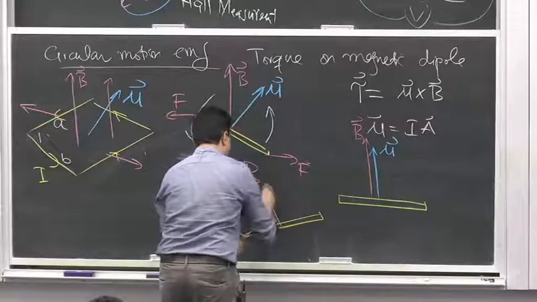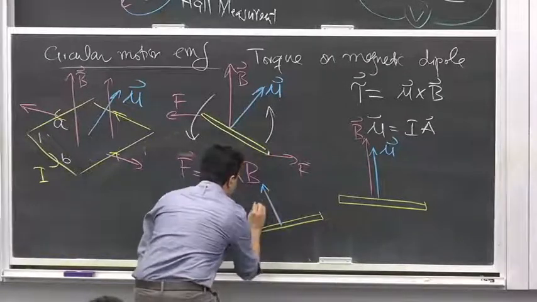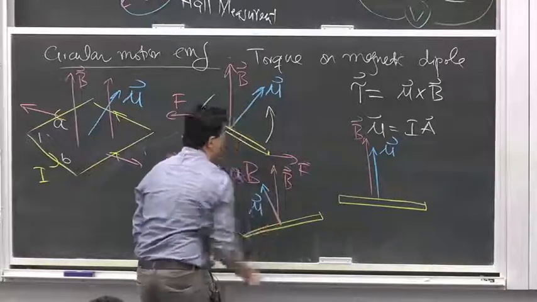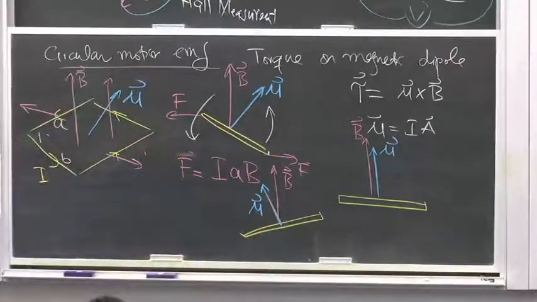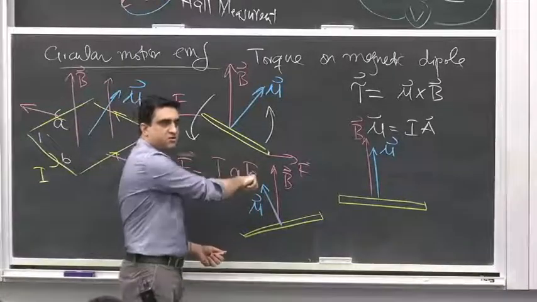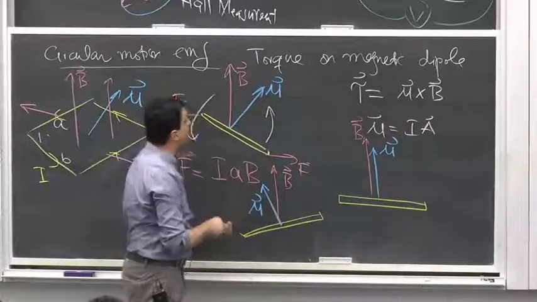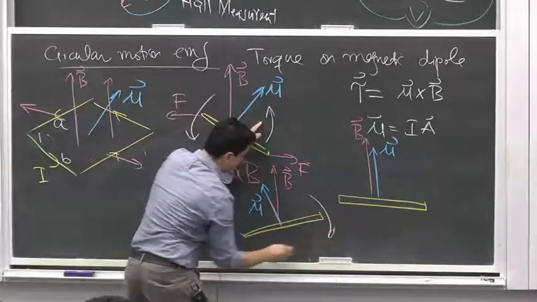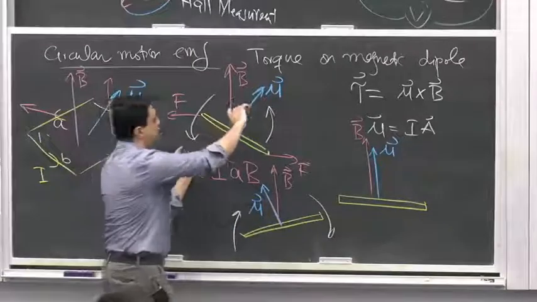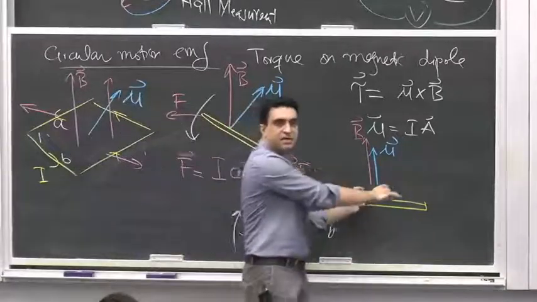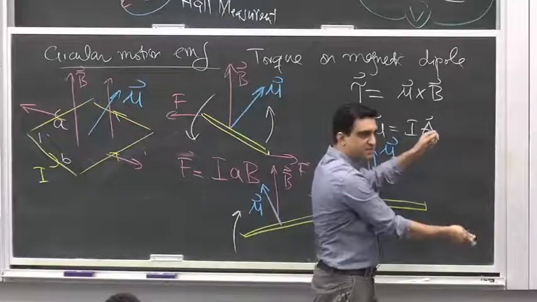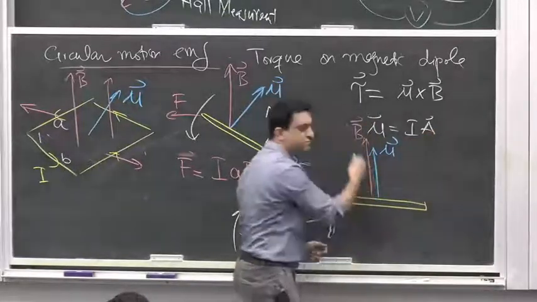B is still in that direction. What would be the torque now? We have mu cross B, and because mu is on this side, the torque would be on the other side. So those arrows would reverse the sign, and this would try to tilt itself back in that direction. If it goes in that direction, it would again try to come back. So this is kind of the low.